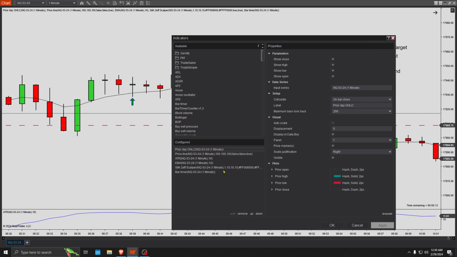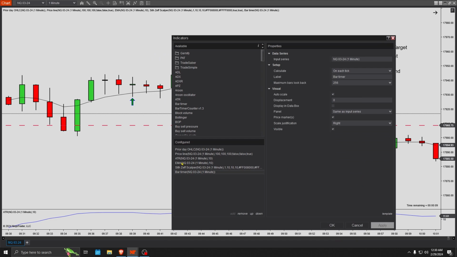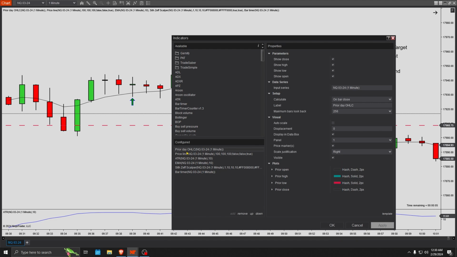Okay, first thing, indicators. Bar timer, 10-period EMA, 10-period ATR, the price line, prior day open, prior day close.